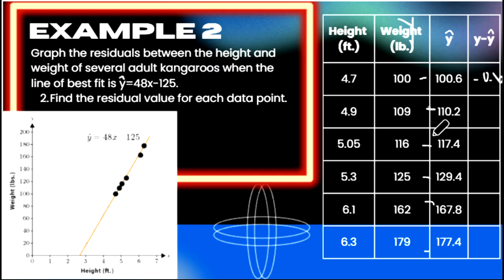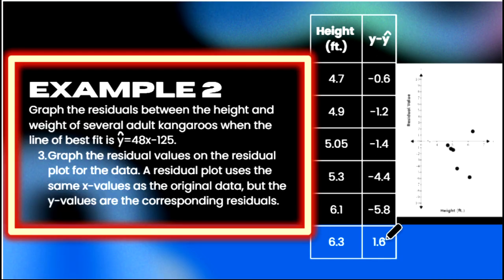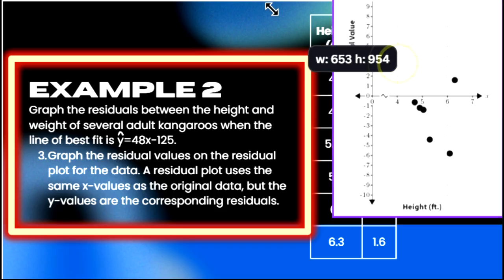109 minus 110.2, I'm not going to try. Calculator. 109 minus 110.2 gives us negative 1.2. You're going to do this all the way down, which gives you these values. Then we're going to graph the residuals between the height and weight of several adult kangaroos using that line of best fit. So now they made a new graph right here. I'm going to blow this up a little bit so that you can see it better.